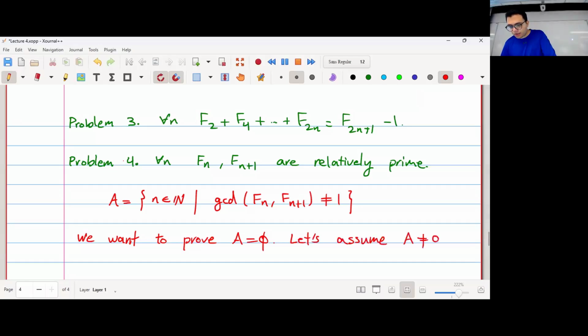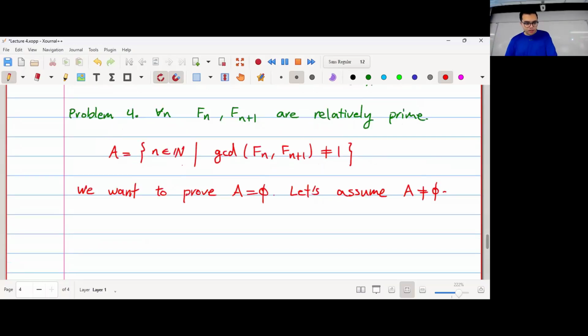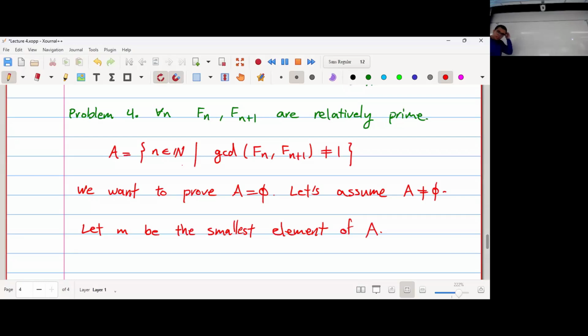Now I can apply well ordering because well ordering says that whenever I have a non-empty subset of natural numbers, there is a minimum element. So let's just look at that minimum element. So let M be the smallest element of A. What do I know now? Well, I know that M is in this set A. So by definition, the GCD of Fm and Fm plus 1 should not be 1.